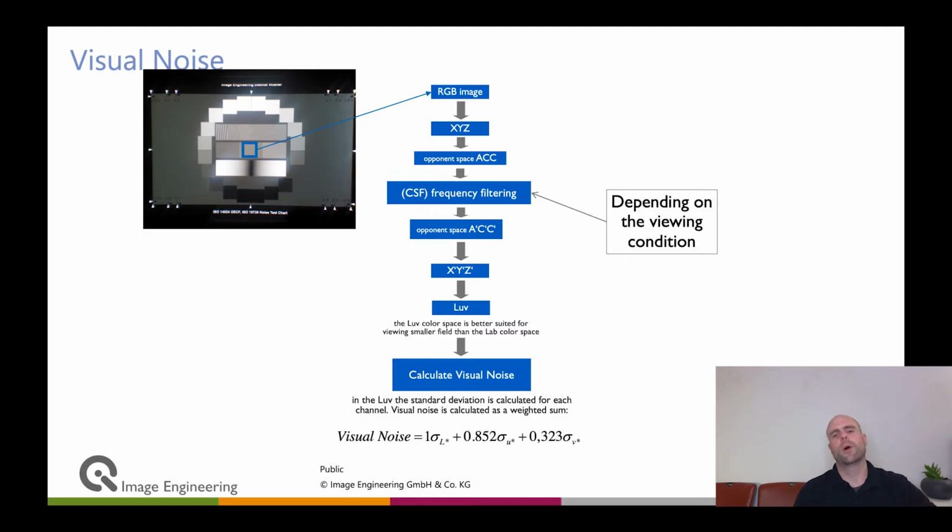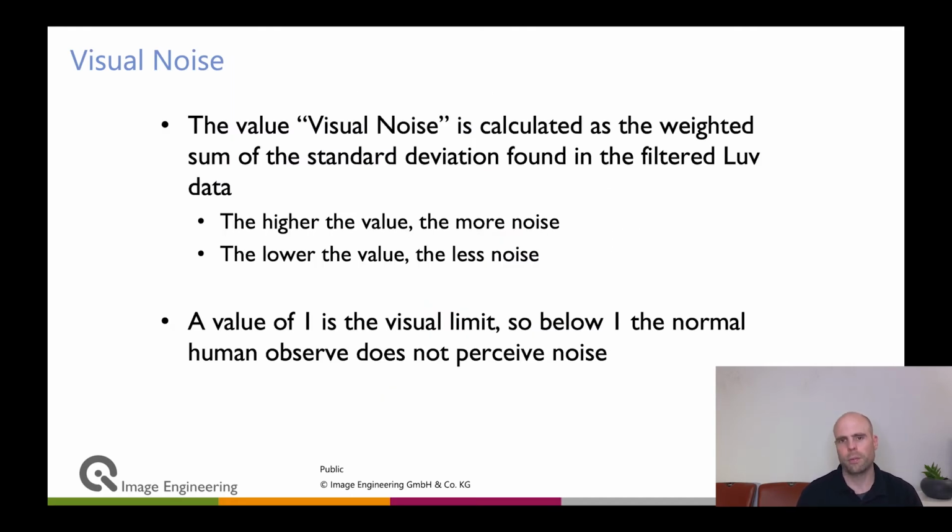After we did the filtering, we go back into ACC, the filtered ACC, then to the filtered XYZ, and then into the LUV color space. There we calculate the visual noise as a weighted sum of the standard deviations in L, U, and V. There are weighting factors on that, so that at the end you have a single number that gives you the noise measurement. And here, other than in SNR, the higher the worse. The higher the visual noise metric is, the more noise we actually have in the image.